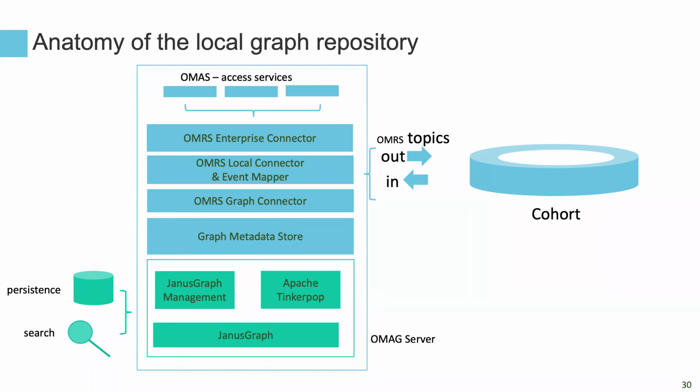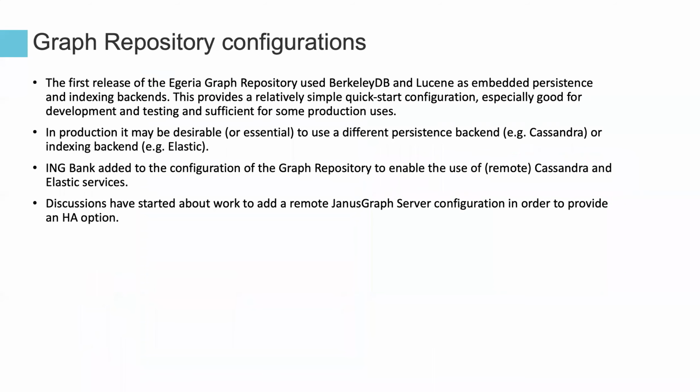Now Janus graph has two types of backend. It has a persistent store, which is where it actually stores the vertices and edges that we write into the database. And it also has an indexing backend or a search backend. And those are pluggable. So Janus graph will let you use a choice of persistent stores and a choice of indexing backends. The first release of the Egeria graph repository used Berkeley DB for its persistent backend, and it uses Lucene for its indexing backend.